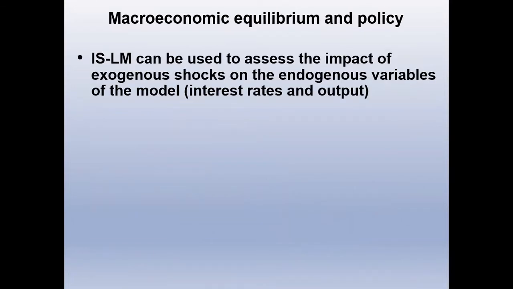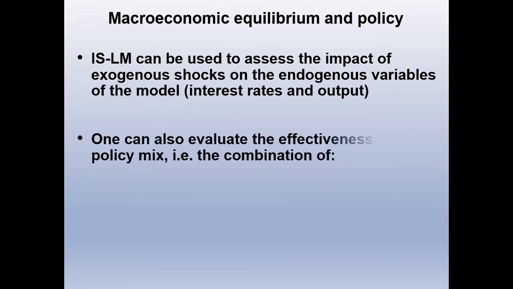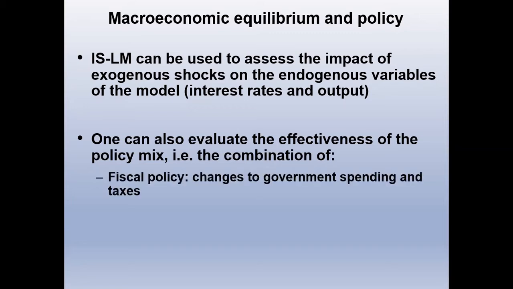So IS can be used to assess the impact of exogenous factors, such as COVID, and also endogenous factors. The exogenous factor is an external factor. Endogenous is affected by interest rate and output. One can also evaluate the effectiveness of the policy mix, the combination. And this is what we call policy mix. What do you mean by policy mix?